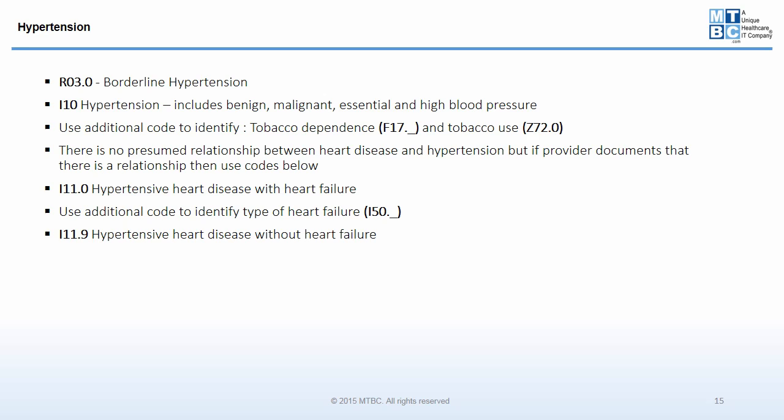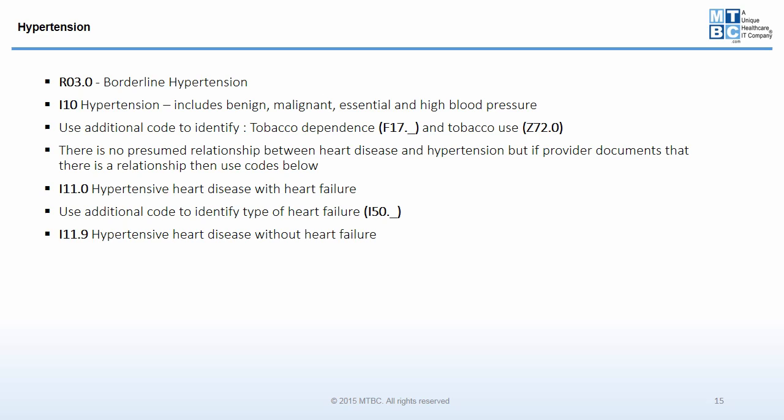It's all ICD-10. Borderline hypertension would be an R code, R03.0, which I heard the levels could be changing. So you should really look into that, the 120/80 guidelines may be changing. You would use any additional codes to identify tobacco dependence or tobacco use. There is no presumed relationship between heart disease and hypertension, but if the provider documents that there is a relationship, then we can use the codes here.